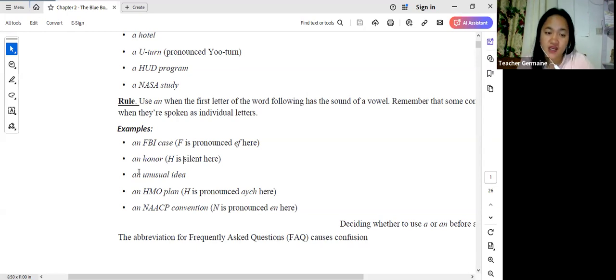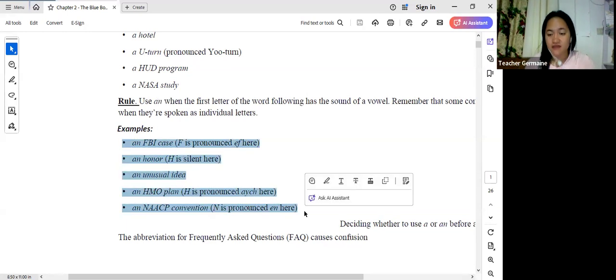Okay, please take note. We also have an unusual idea, an HMO plan, an NAACP convention. Okay, teacher again, why is it "an"? Why not "a NAACP"? Because N is pronounced "en". For the first one, H is pronounced "aitch". So the sound is a vowel, so we use "an".